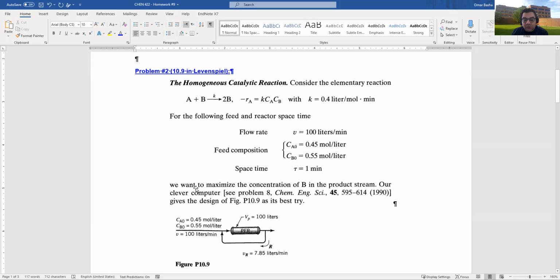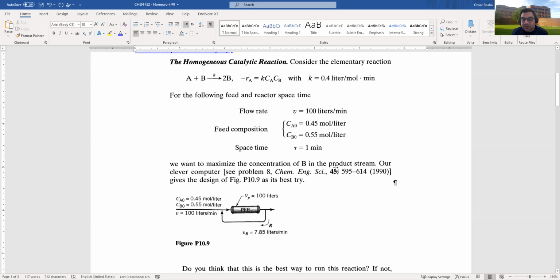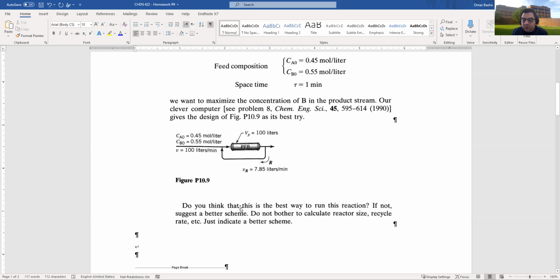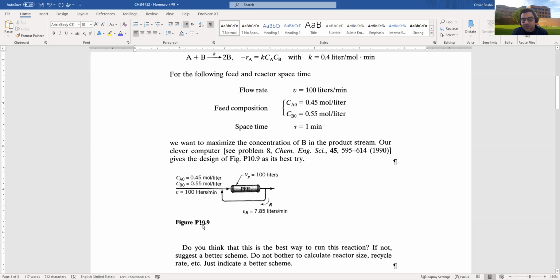And you're being asked to maximize the concentration of B in the product stream and used a simulator, and the simulator told you this is the best approach, where I use a PFR with 100 liters and I'm recycling. I have a recycle stream which is an extensive recycle stream, 7.85 liters per minute. So do you think that this is the best way to run the reactor, or run this reaction? If it's not, suggest a better scheme, and you don't need to calculate any of the reactors. I just qualitatively gauge if this is the best reactor or not.